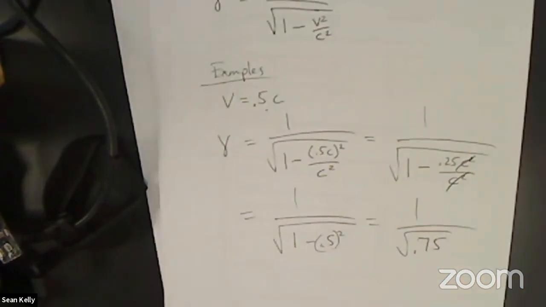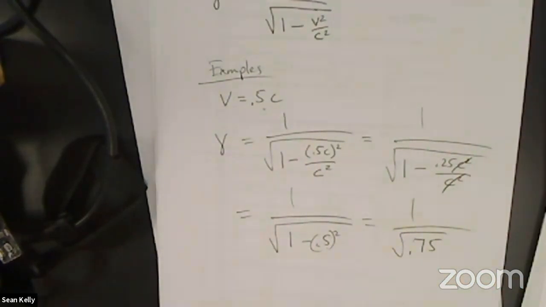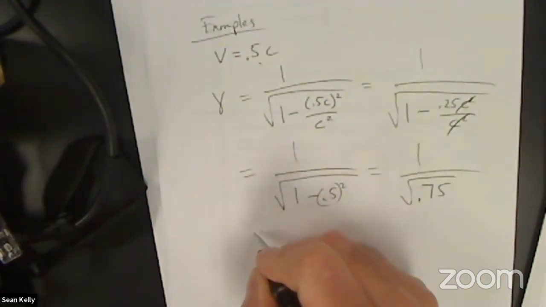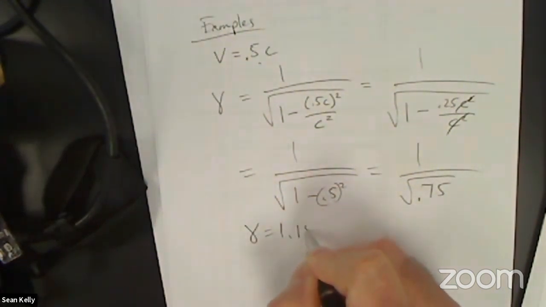Okay, so I get out my handy dandy calculator and I try this out, right? And again, I'm not going to be doing this with you. If I tell you anything about gamma, I'll actually tell you the value of gamma. I will make it super easy. So 0.75, take the square root of that and 1 over that number, and I get a gamma of 1.15.